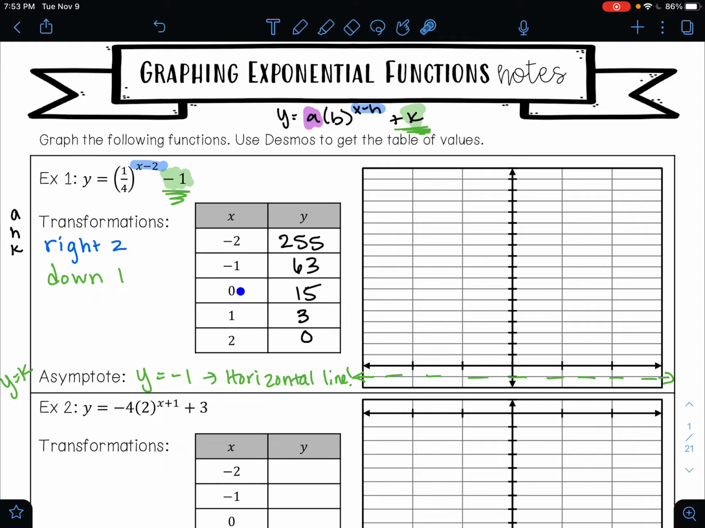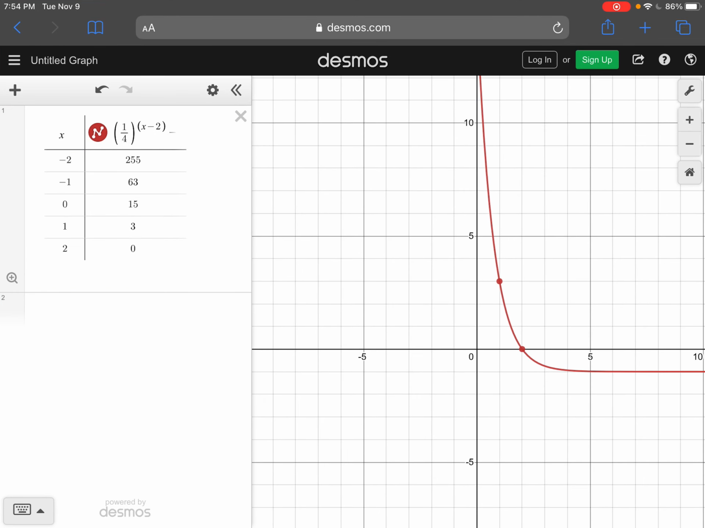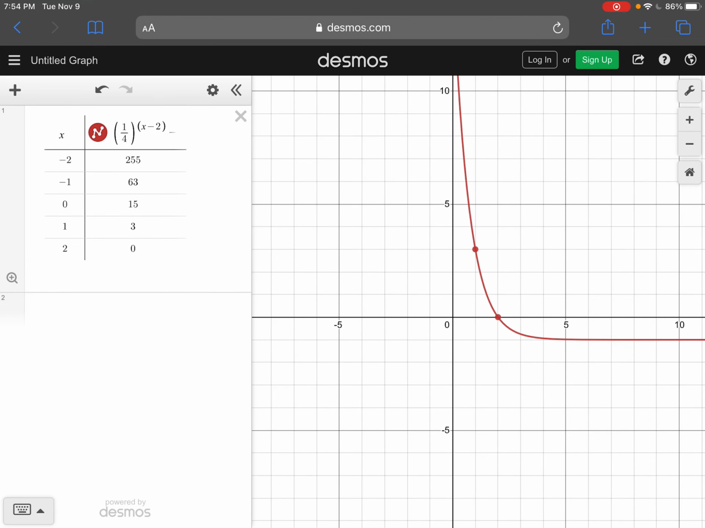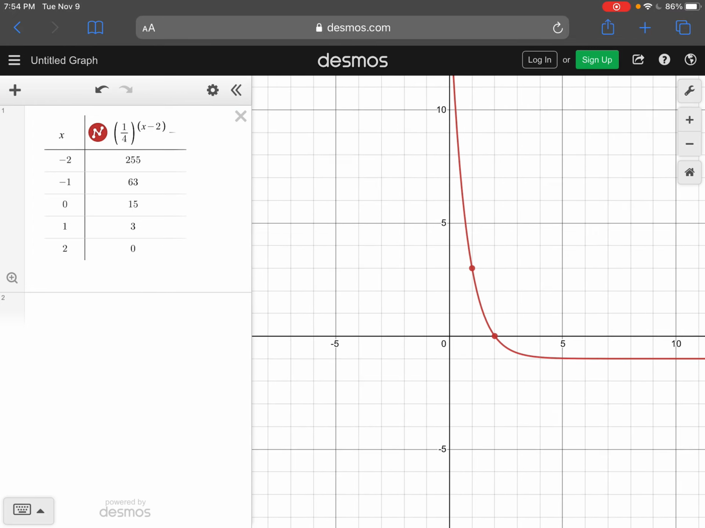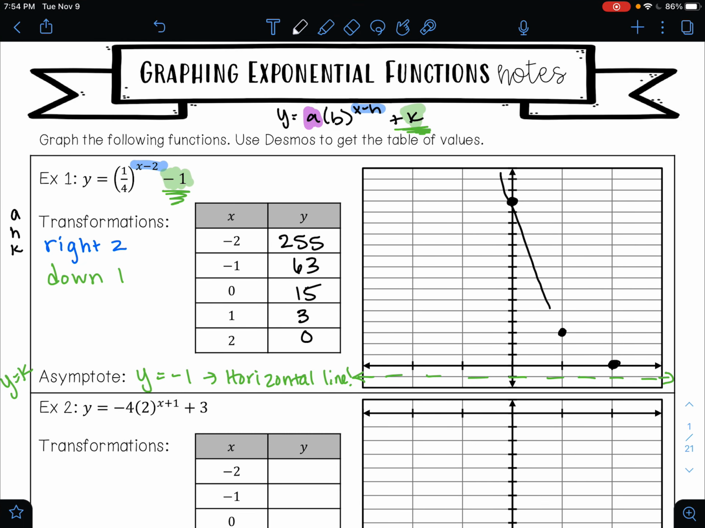But since it's not there, we're not going to worry about it. 0, 15. I can plot that on this graph. So let me see. That's going to be 1, 2, 3, 4, 5, 6, 7, 8, 9, 10, 11, 12, 13, 14, 15. So that is going to be right here. And then I have 1, 3, and 2, 0. If I go back to Desmos, I can see it starts up here, and it's going to go down from left to right. So my graph looks like this.